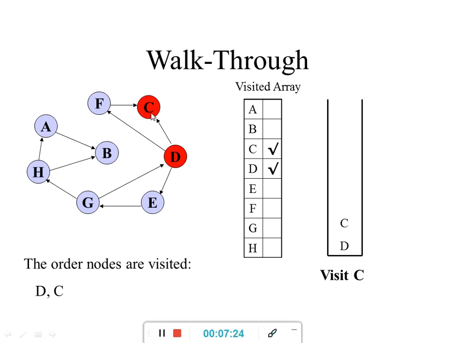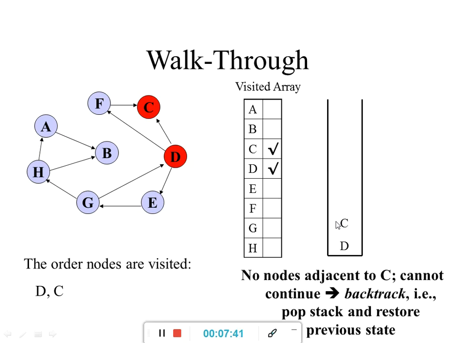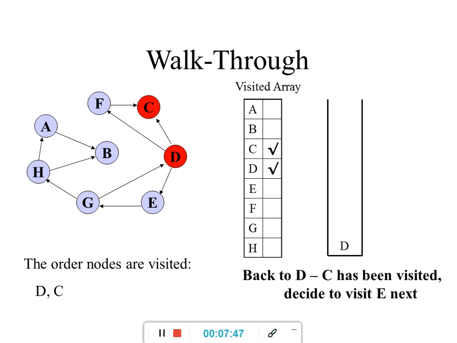So whenever there are no adjacent nodes for the topmost element of the stack, we need to use backtracking. Backtracking is nothing but we have to pop the topmost element. So here I am going to pop C from the stack. Now whenever you pop C from the stack, the topmost element is D. So now D is the topmost element.